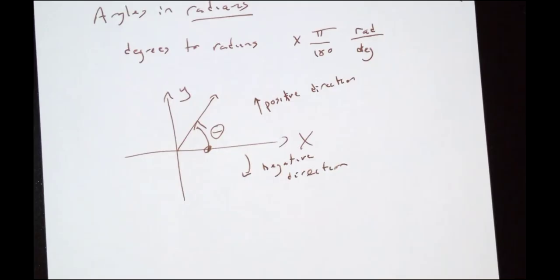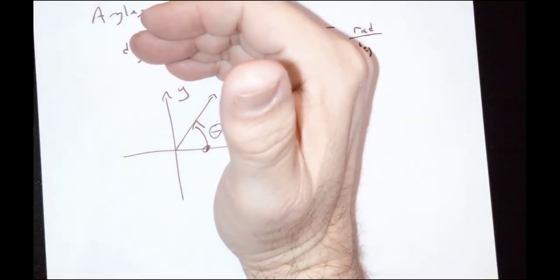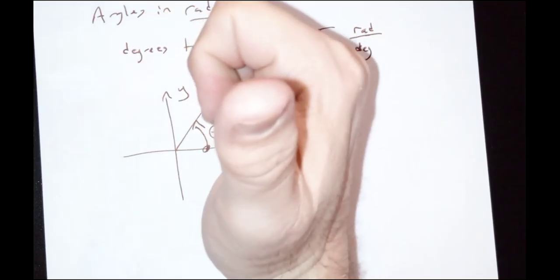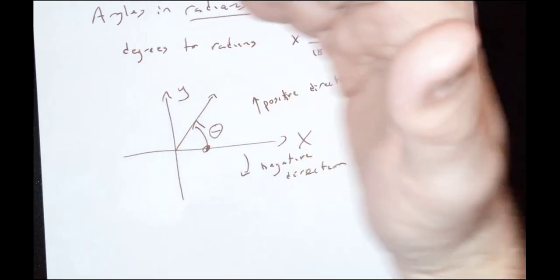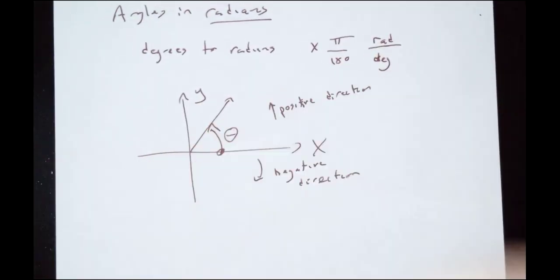Again, here's where my right hand comes into play. My positive direction going up is this way. And my negative direction going down, it's right-handed. By the way, this is why tightening a screw, you turn to the right. You're moving your thumb forward. And loosening it, you're moving your thumb backwards.